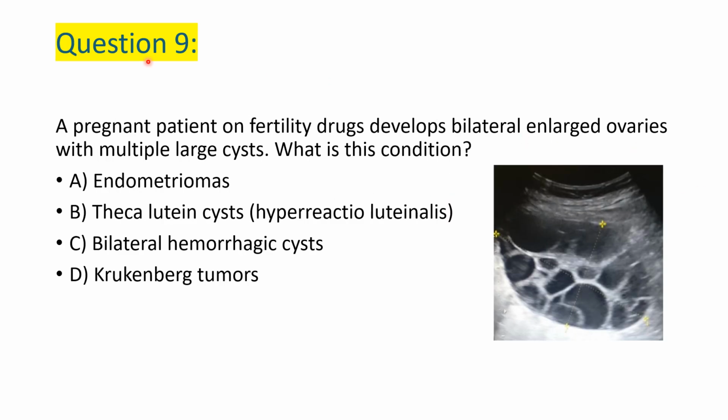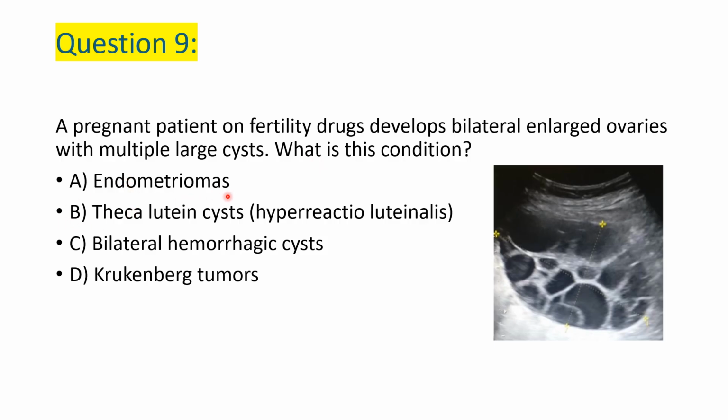Question number 9. A pregnant patient on fertility drugs develops bilateral enlarged ovaries with multiple large cysts. What is this condition? So you can see here are the large follicles that have developed. So this is due to hyperstimulation of the ovary by the fertility medication drugs.